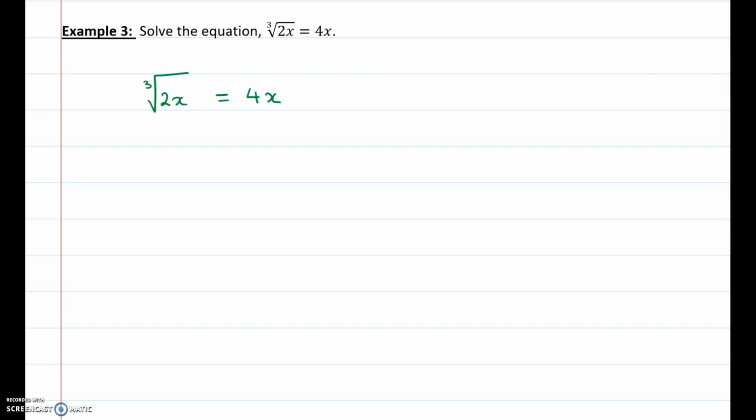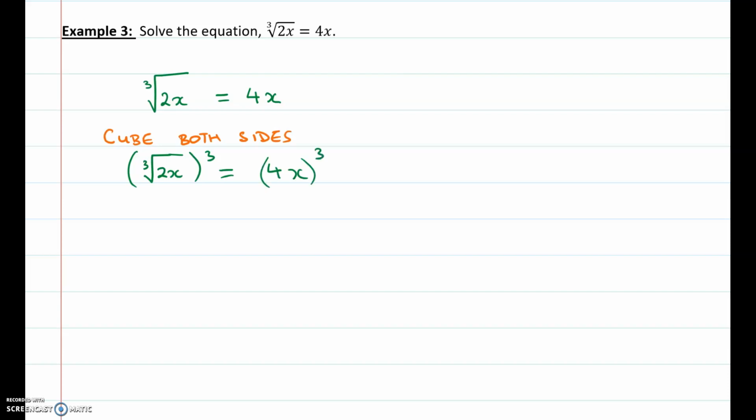So what we're going to do, since we have the cube root on its own, remember that part of it is always vital, you want the cube root part of it to be on its own, we're going to cube both sides. Now, you can only do it once you put the cube root part of it on its own. So we're going to have the cube root of 2x, and we're going to cube that, is equal to 4x cubed.